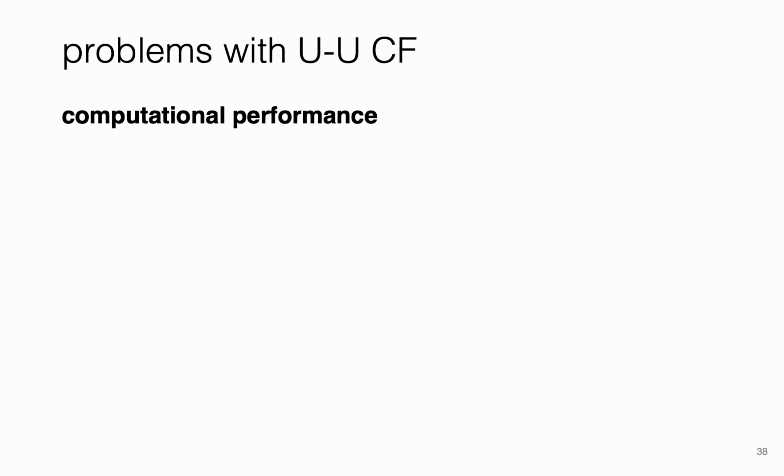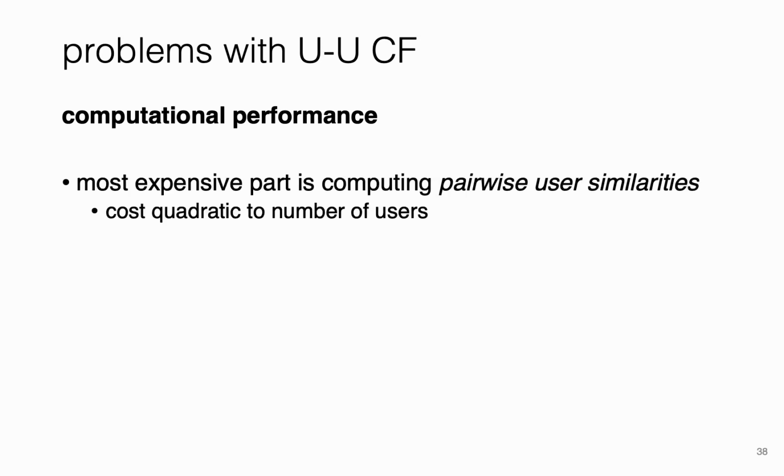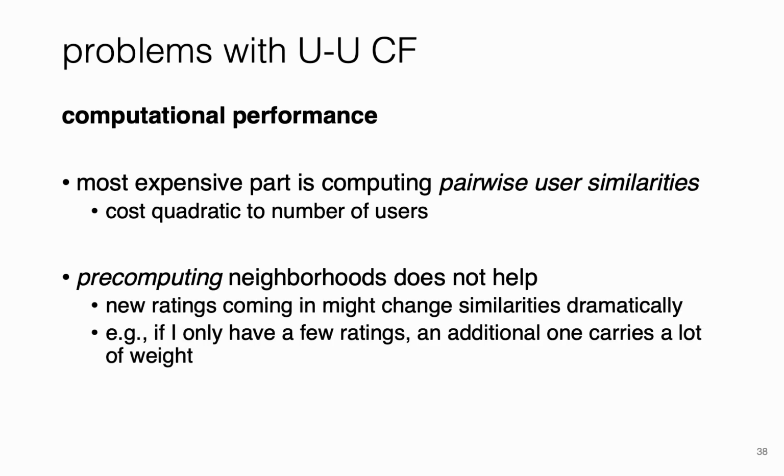Another issue is computational performance. As we said, the most expensive part is the pairwise user similarities, which is quadratic to the number of users. As the number of users can get in the order of millions, this is a serious problem. Moreover, pre-computing similarities and neighborhoods does not help. User similarities may change a lot as new ratings come. Think that if I only have a few ratings, one additional rating carries a lot of weight.